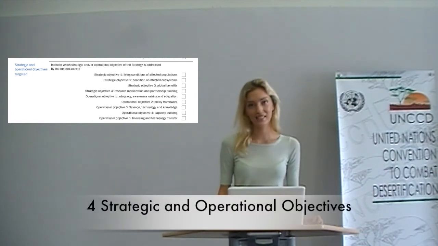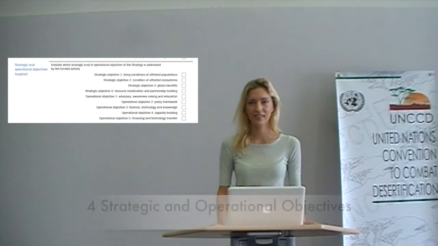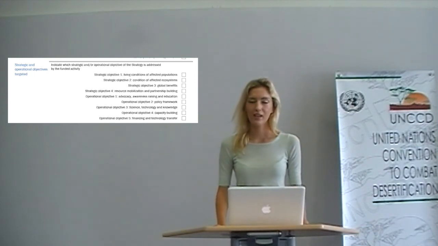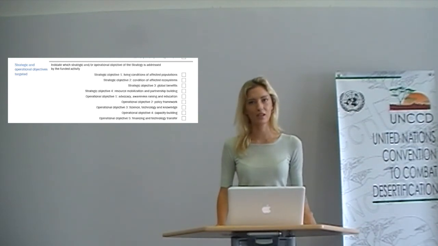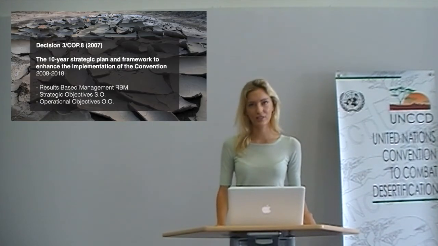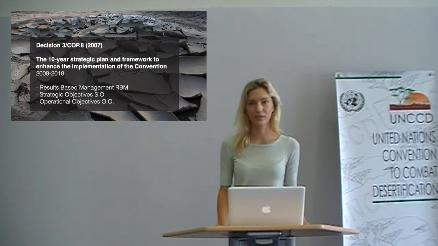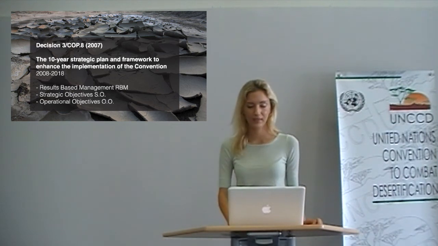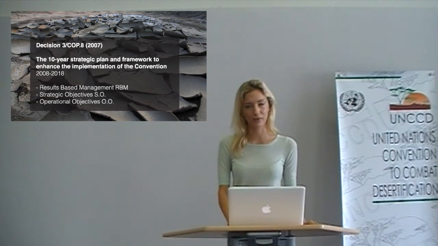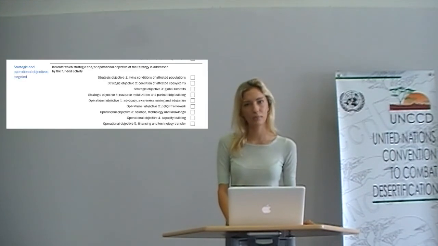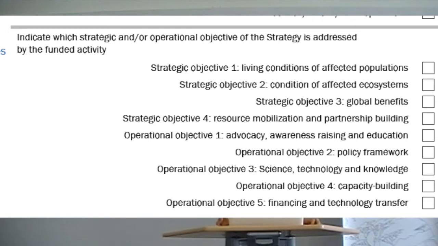And this is the last classification in the UFA. You might remember from a previous lesson that the strategic and operational objectives of the UNCCD are part of the 10-year strategy, and they provide a guide for the UNCCD partners and stakeholders. This classification is very simple. You look at the strategic and operational objectives, and all you do is check off the ones that apply to your activity. You can select more than one strategic and operational objective, but of course, at least one has to be selected.